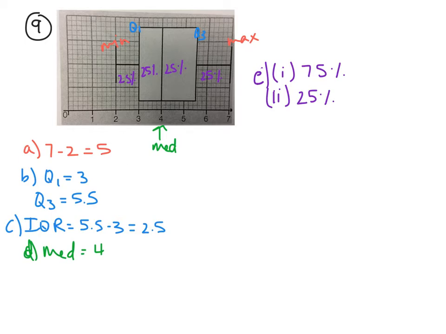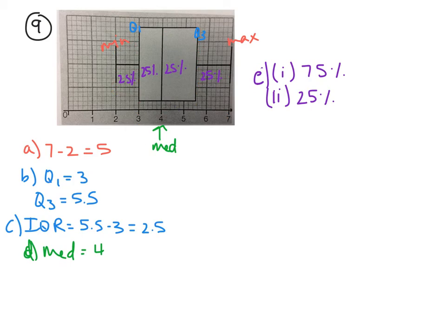Part B wants us to find the lower quartile and the upper quartile, or Q1 and Q3. The beginning of the first box is your Q1, so our Q1 is at 3. And the end of the second box is your Q3, so that's about 5.5. Part C wants us to find the IQR, which is the difference between the two, or the length of the box, which is about 2.5. Part D wants us to find the median, which is the middle of the box right here, so at 4.